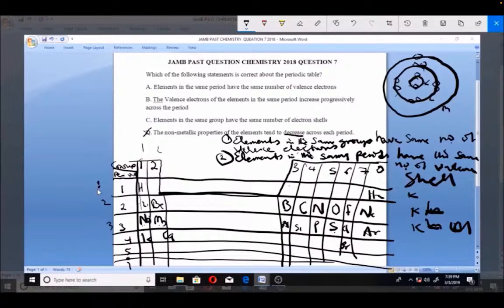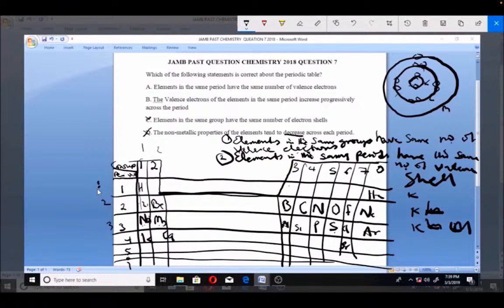The properties tend to decrease. It's not true, because here you mostly have metals, and on this other side you have non-metals, fluorine and chlorine. Now, elements in the same group have the same number of electron shell. That is not correct, because we say elements in the same period have the same number of valence shell. So this cannot be correct.